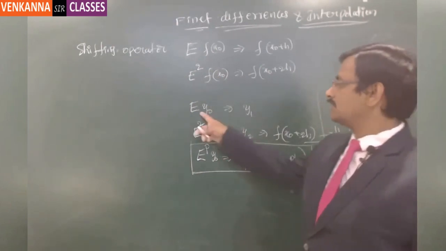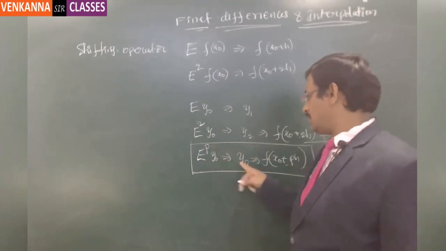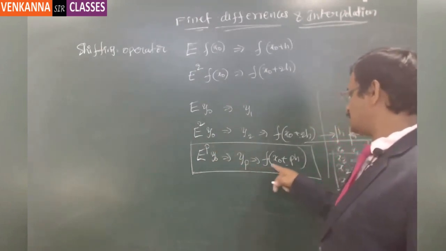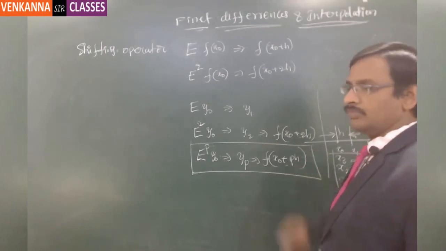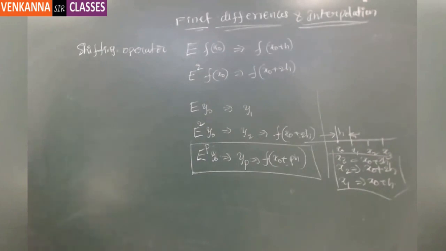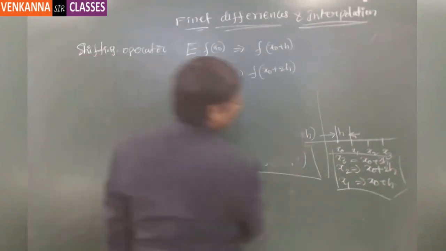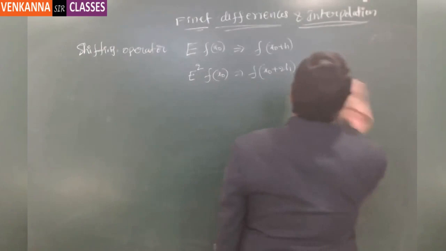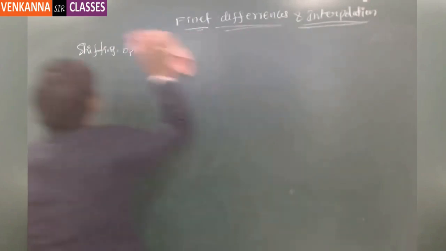So as and when we see this shifting operator for E power p, this is going to be yp, and this yp is expressed as f of x naught plus ph. Understood? And the next one is the averaging operator. So the averaging operator is nothing but the average of the two values.